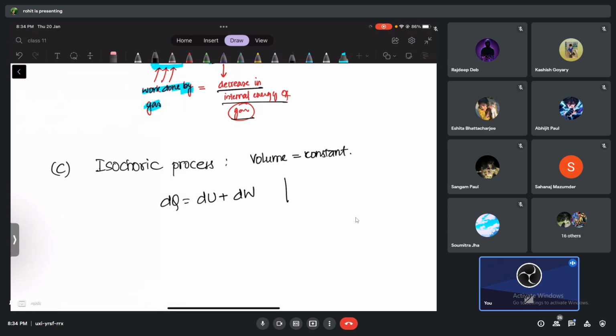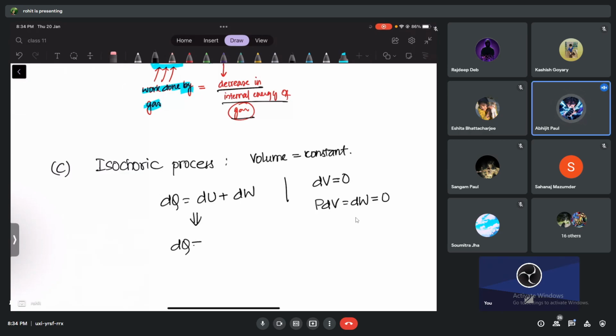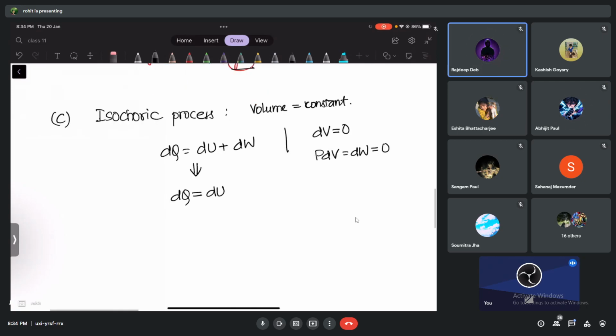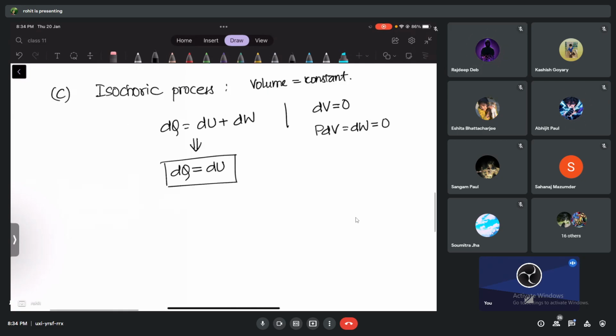If volume is constant, dv is equal to how much? 0. And if dv is 0, then pdv, which represents work done, dw, must be equal to 0. So automatically this formula becomes dq equals du. Now you think and tell me, what does it mean, guys?